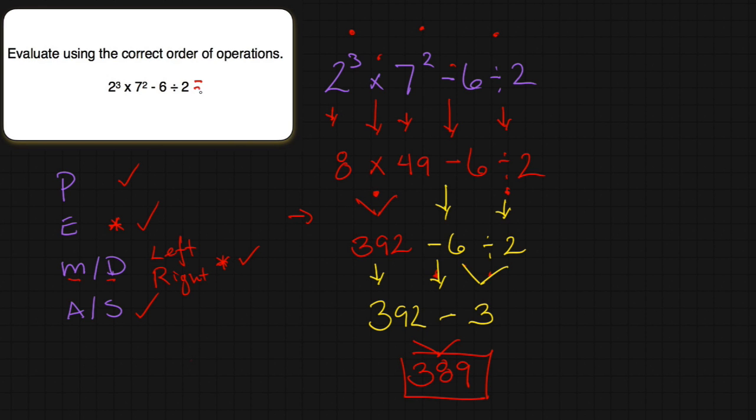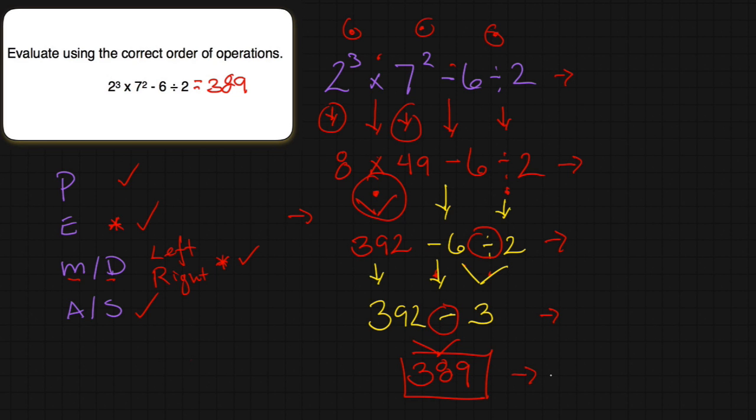We know that this expression up here is equivalent to 389. So it is important that you identify all the operations. That's what I was doing with these little dots up here. It's important that once you solve one of them, like here we solved the exponents, you rewrite the problem in a simpler form. We solved the multiplication and rewrote the problem in a simpler form. Next, we solved the division and rewrote it. And finally, we solved the subtraction.